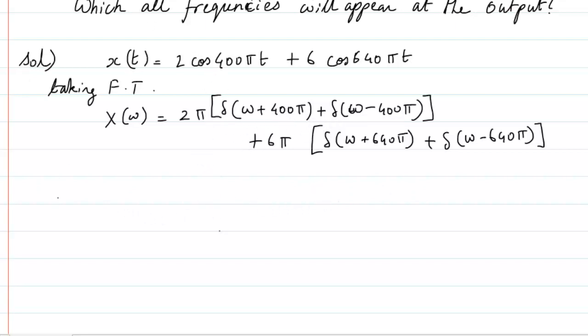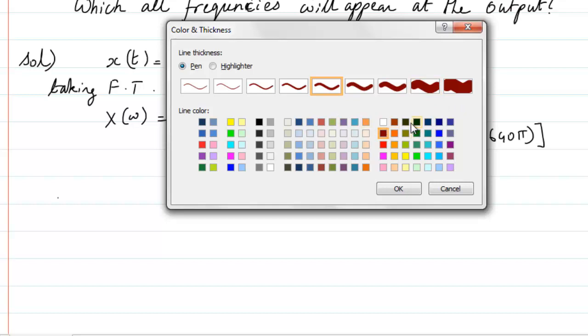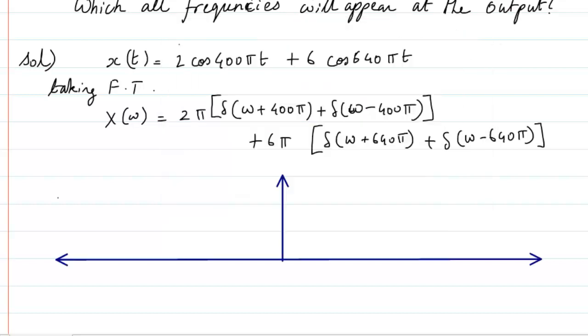Therefore, if I'm trying to draw the plot, that is important. So how will the plot come like? If I'm going to draw the plot, I have to draw with respect to omega. So if I'm going to draw with respect to omega, first I will draw for the first one, which is 2 pi delta omega plus omega 400 pi. So let me draw that here.